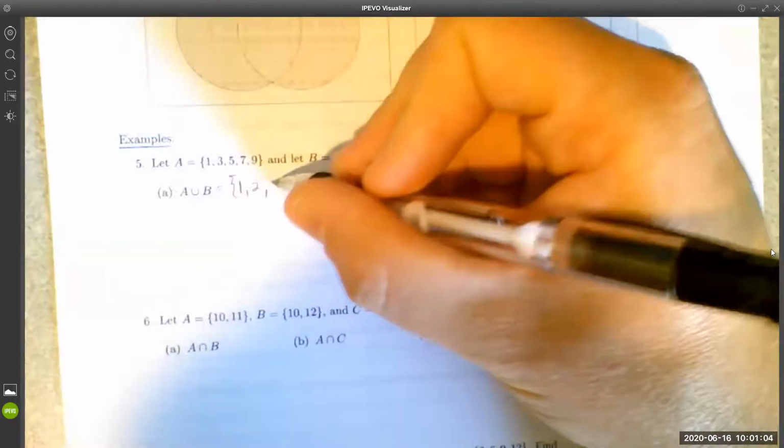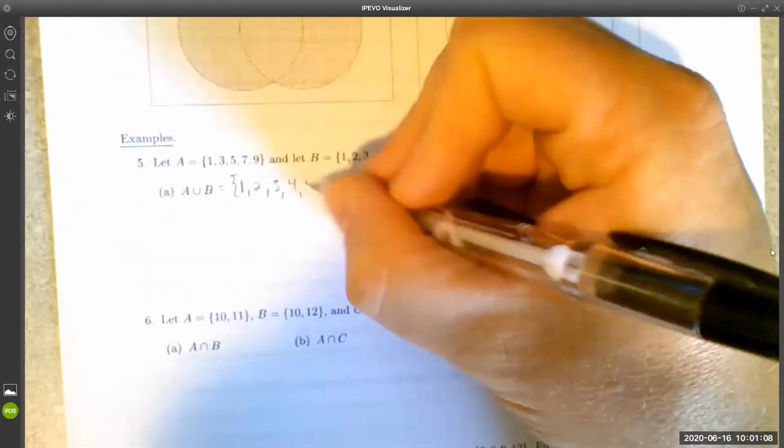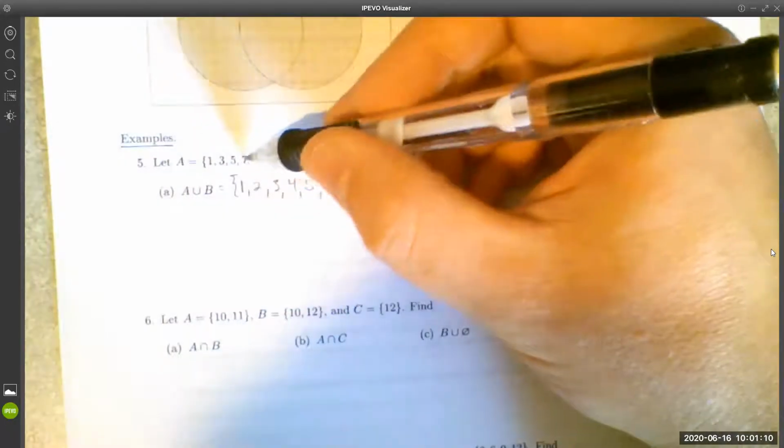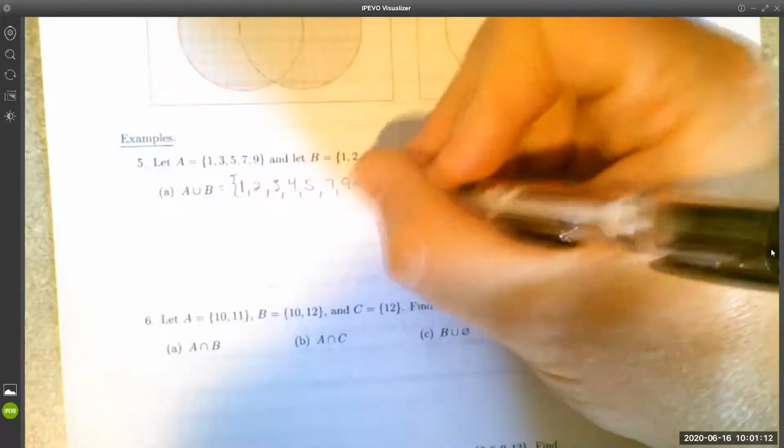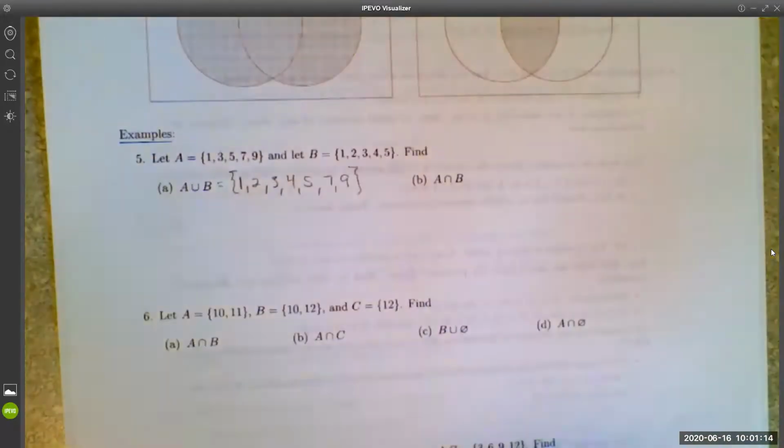3 is definitely in there. 4 is in there. 5 is in there. And then 7 is in there, and 9 is in there. That would be the union of A and B. You put all of that stuff together. You just don't count the repeats. But you put all of the elements in there, throw them in there together, and that's the union.